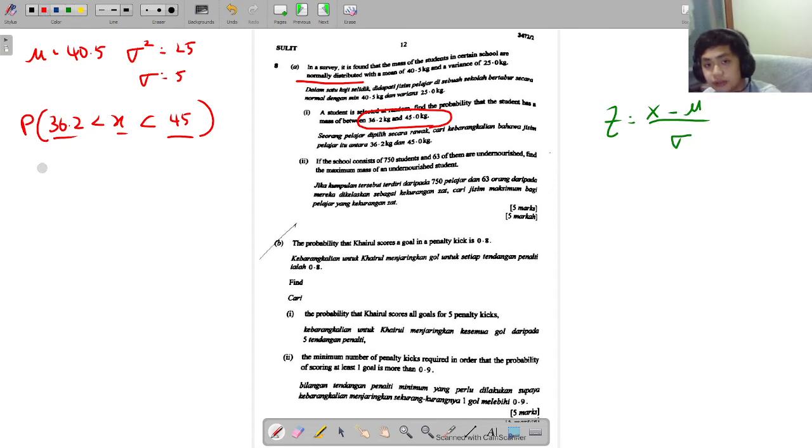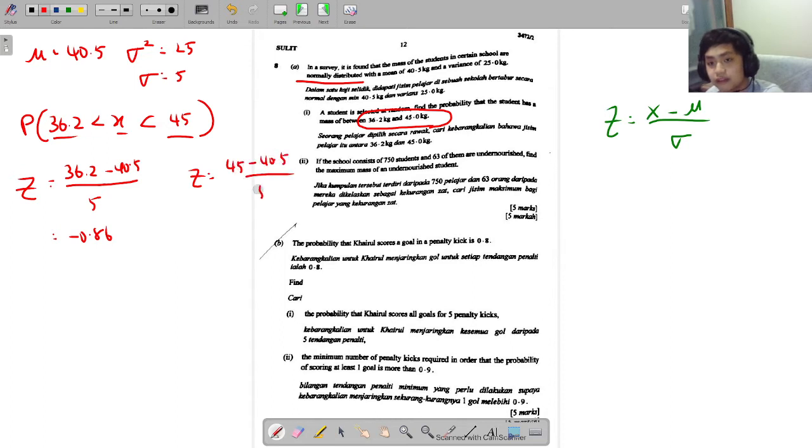So for the first z, it is 36.2 minus 40.5 over 5, and that is negative 0.86. And the next one is z equals 45 minus 40.5 over 5, and that is 0.9.